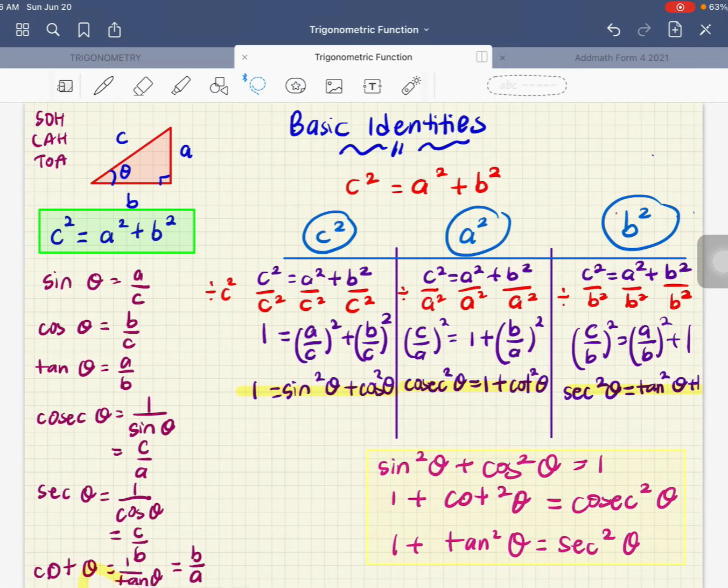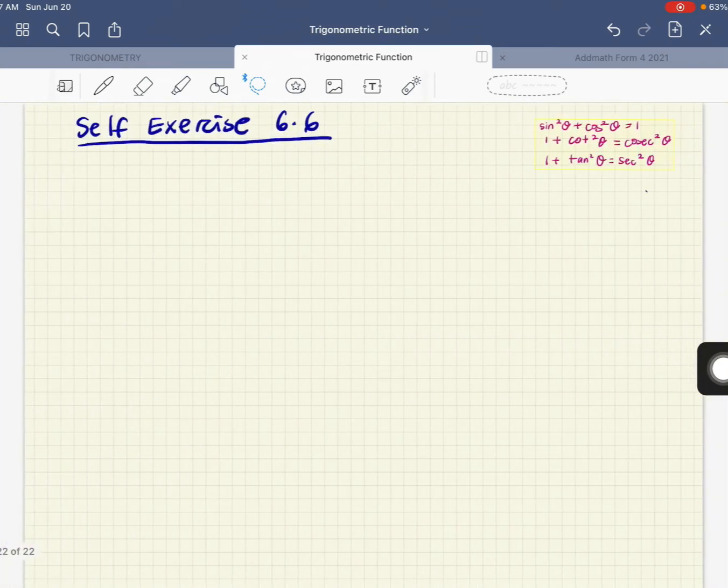Okay, so I've taken out the 3 basic identities and put them here. We are going to use this to solve self exercise 6.6. Okay? So here you go. I've copied the selection just now and put it here so that we can use this as our guidance for self exercise 6.6.